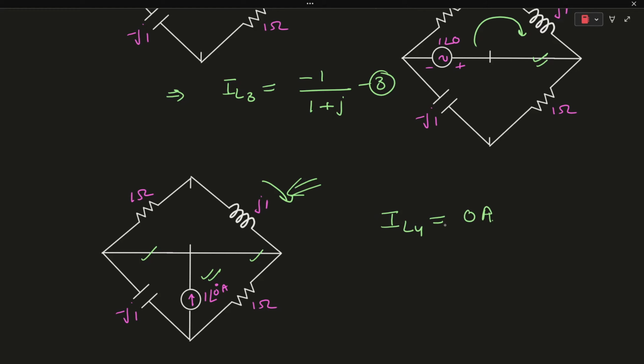So it means that the total current IL, from the first three equations, will be equal to IL1 plus IL2 plus IL3. Since IL3 and IL2 are equal and opposite to each other, they cancel each other out. So it will be equal to 1 over 1 plus j amperes. I hope it is clear how we are solving this problem.